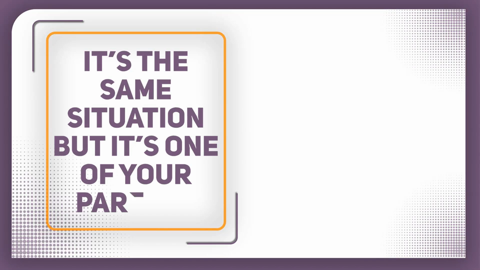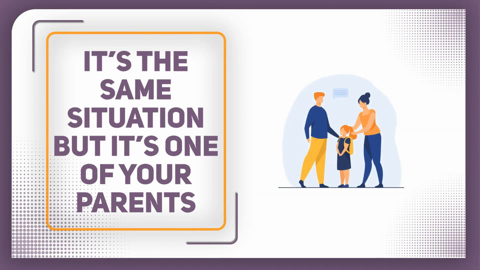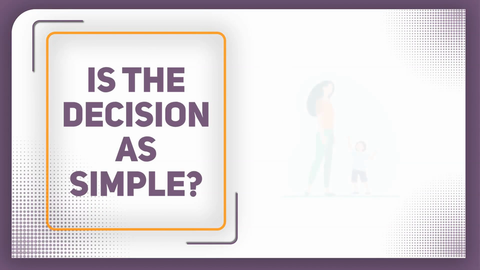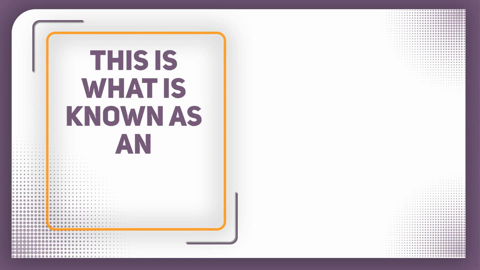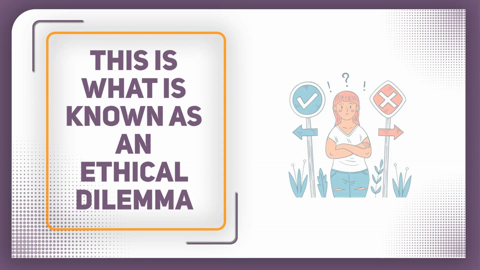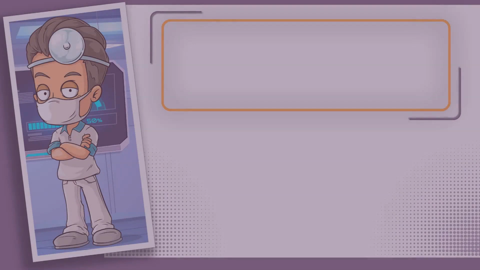Now, let's say it's the same situation, but it's one of your parents, or one of your best friends. Is the decision as simple? Should you still save the surgeon who will potentially save countless people? This is what is known as an ethical dilemma, when that line between what is right and what is wrong is not as simple, when it's a little blurry. Now, stick with me and let me give you another scenario. To do this, I am going to introduce this video's main example. In this video, we're going to look at a hypothetical business.